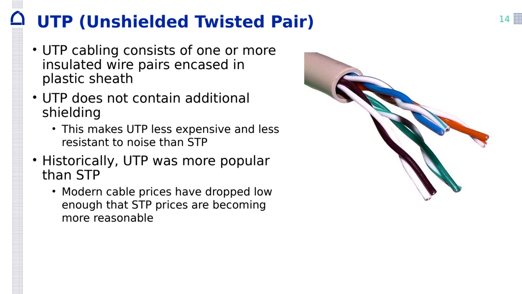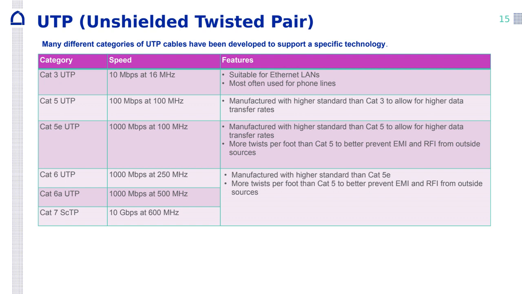Okay. This is a good comparison. By the way, this always comes in the quiz. Cat 3 UTP, 10 megahertz to 16 megahertz, suitable for Ethernet LANs, most often used for phone lines. Please read this table.